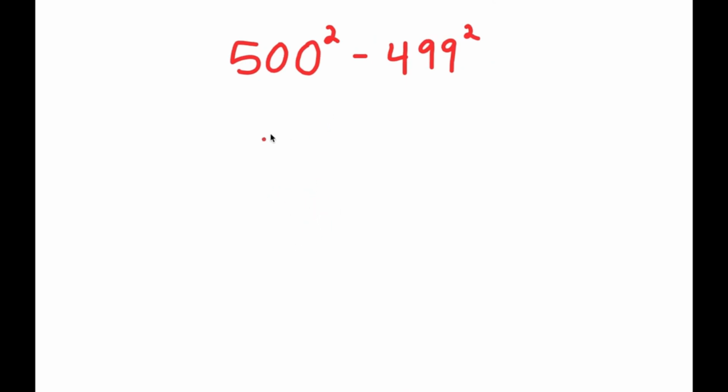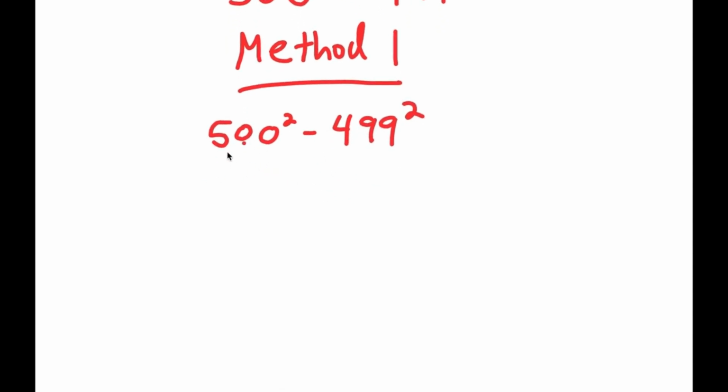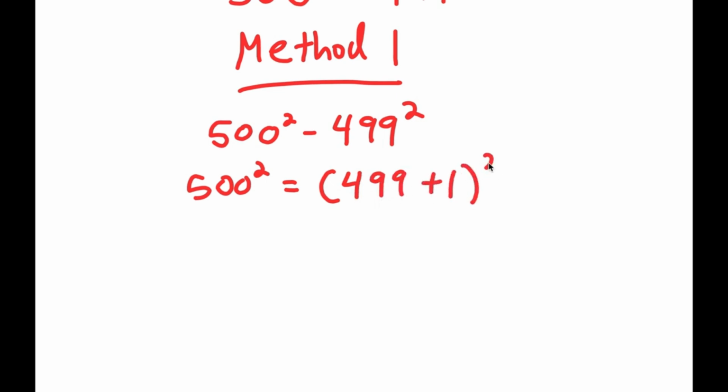Alright, so in this problem, I have 500 squared minus 499 squared. So, I actually have two methods to solve this problem. For method 1, first start by rewriting this, 500 squared minus 499 squared. And first off, I'm going to rewrite 500 squared. So 500 squared is the same thing as (499 + 1) squared.